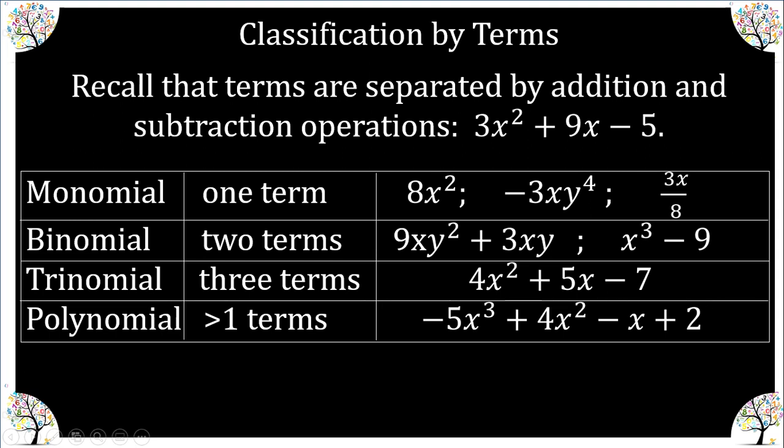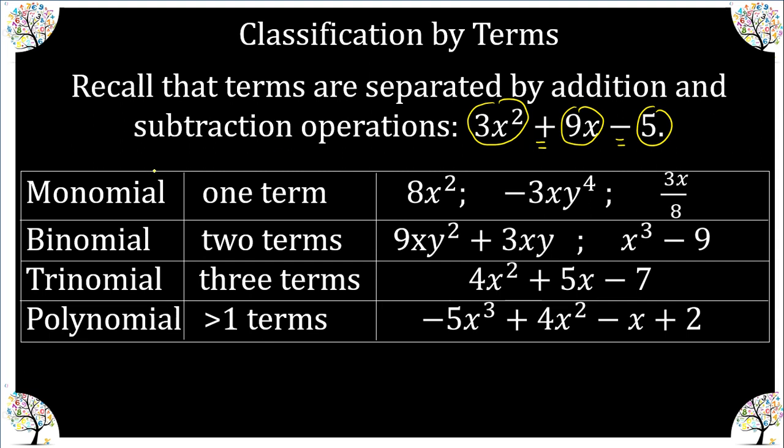Let's start talking about how we can classify polynomials. Remember, we can classify by term and degree. So let's look at terms first. So just remember that terms are separated by addition and subtraction operations. So this expression is a polynomial. I have whole number exponents, and it is a 3-term polynomial. We have 3 terms. In the first term, we have 2 factors, 3 times x squared. So this is one term. This term has 2 factors, 9 and x, 9 times x. And then our last term is a constant. So we have 1, 2, 3 terms in this polynomial.